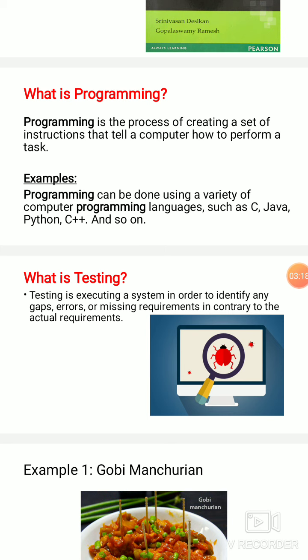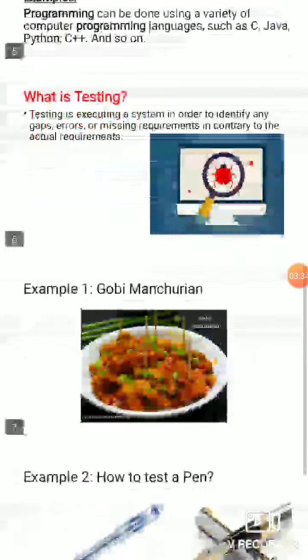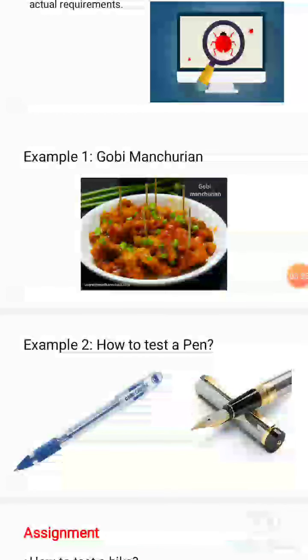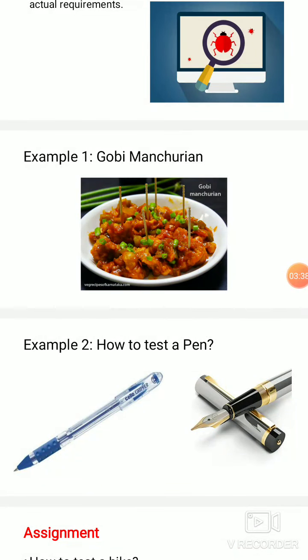In this example, tasting of food means testing of the food, that is testing of the system or product. Understood? Let's move for the second example, that is how to test a pen. How to test a pen? Consider in an interview, if the interviewer asks you how to test a pen, what is your answer?